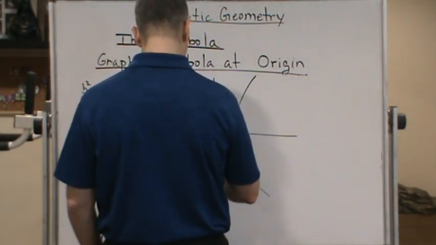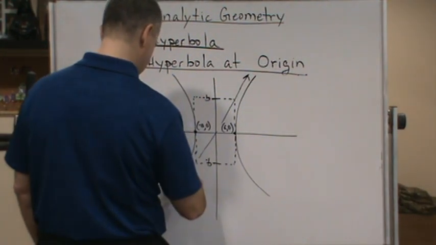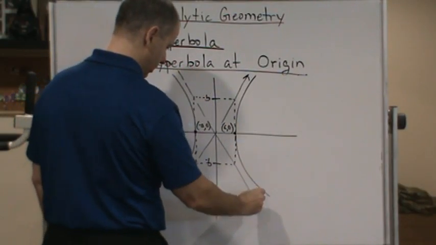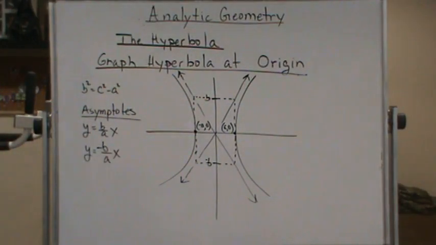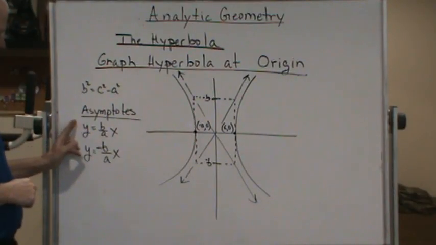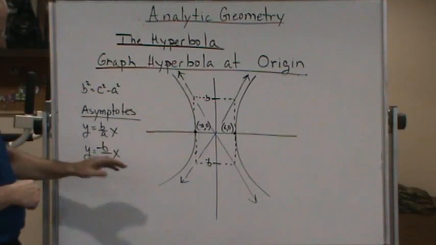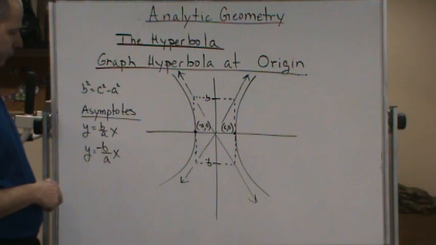Through the origin, they're the diagonals of the box. So the asymptotes will always have these slopes. They'll be oblique lines through the origin, and they'll have these slopes, either positive b over a or negative b over a.